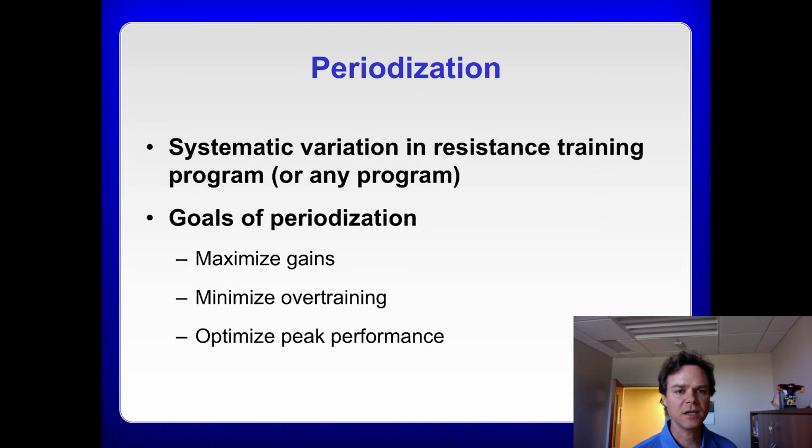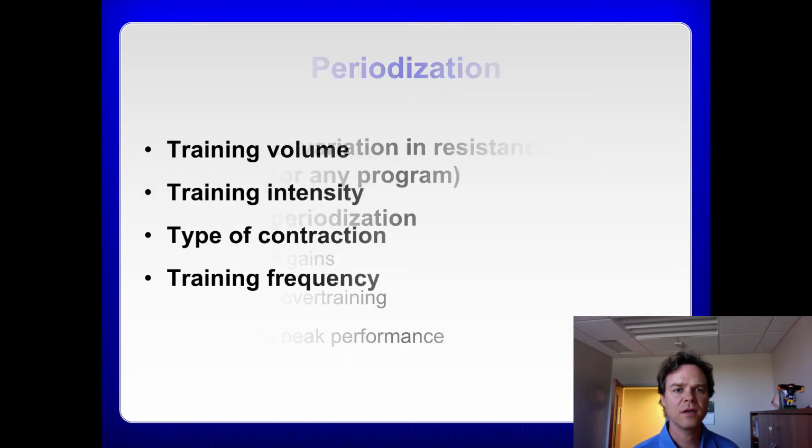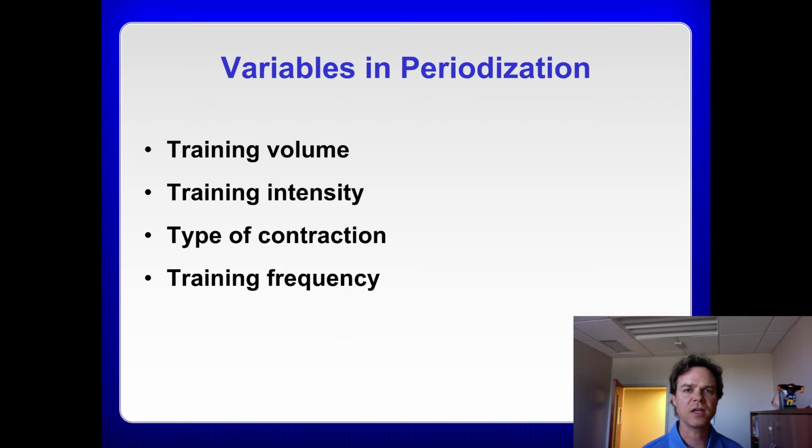Okay, periodization. This is where we'll start. So, systematic variation in resistance training programs. The goals are to maximize gains, minimize overtraining, and optimize peak performance. So this concept can be used in other areas as well. It was developed for resistance training and being able to lift the most amount of weight for a competition, which was great. But we can use it in a lot of different areas as well.